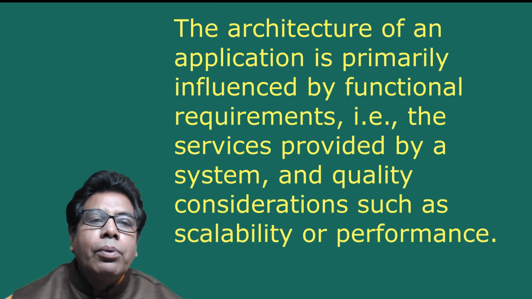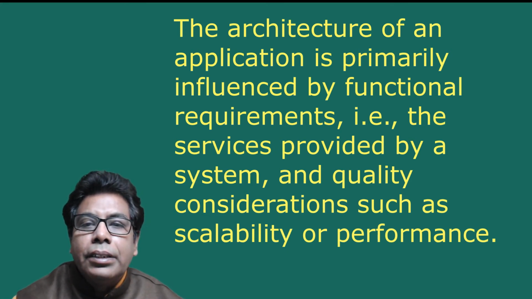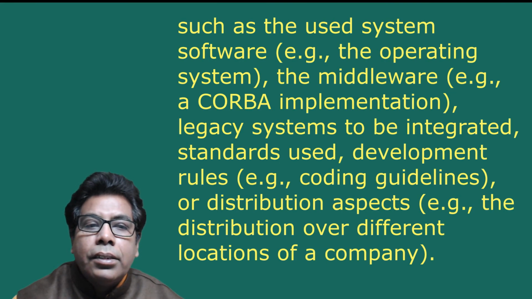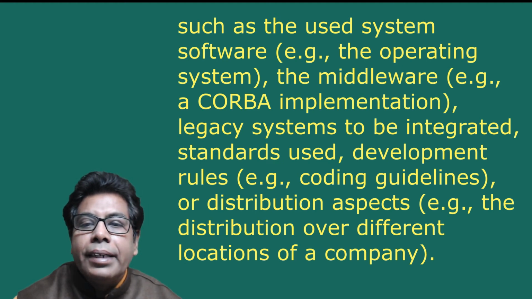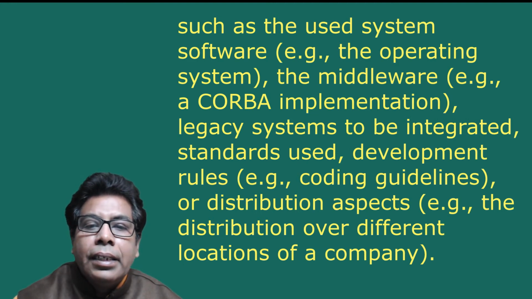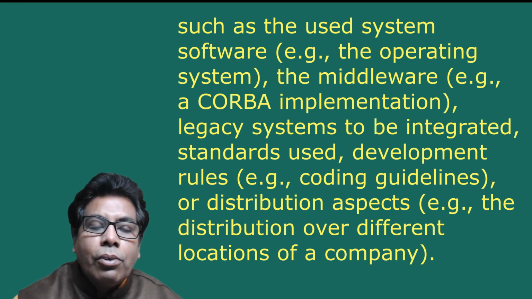Let us see the details. The architecture of an application is primarily influenced by functional requirements, that is, the services provided by a system, and the quality considerations such as scalability or performance. Apart from these requirements, architectures are further influenced by technical constraints such as the system software used, for example the operating system, the middleware, for example the CORBA implementation, legacy systems to be integrated, standards used, development rules, for example coding guidelines, or distribution aspects, for example the distribution over different locations of a company. Moreover, the software architect's experience plays a considerable role in the definition of an architecture.